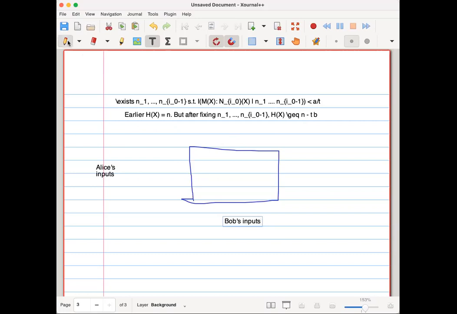So let me draw what I mean. So there's quite a lot of entropy out here. So there's quite a lot of variation possible out here, and similarly, quite a lot of variation possible out here. Now what do I know? I know that even if I choose an X after this fixing, so even if I choose the input consistent with this fixing, Alice's message is this random variable M_X after the fixing. Bob's message is N_{i,0}(X) after this fixing. So the mutual information between them is small. It is less than a by t.